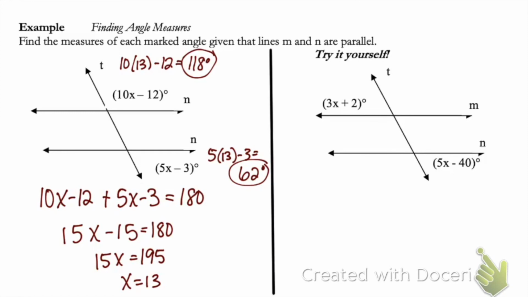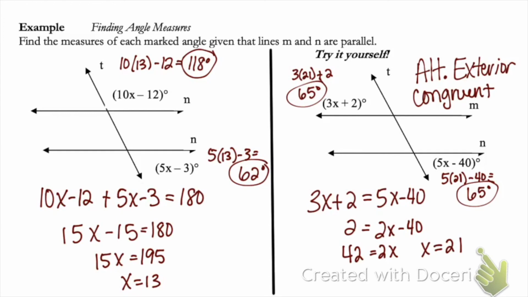All right, pause your video and try this example on the right on your own. Remember, the first thing you need to do is figure out what type of angles those are from our definitions above. Okay, these were alternate exterior. They're outside of our M and N parallel lines, and they're on opposite sides, alternate sides of our transversal. So we know that they're congruent angles, so I set them equal, solved for x, and then plugged them back in.